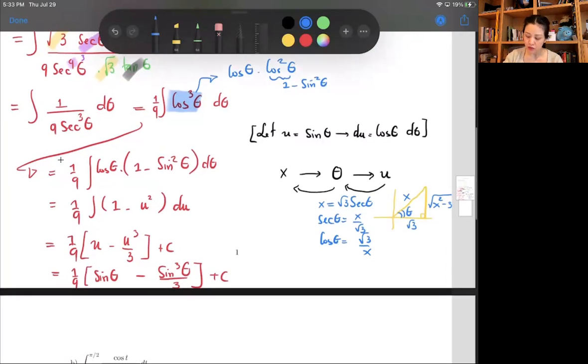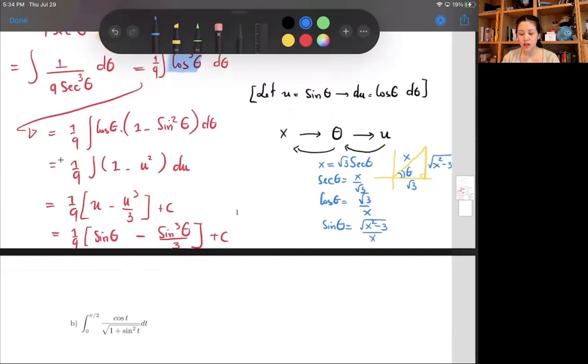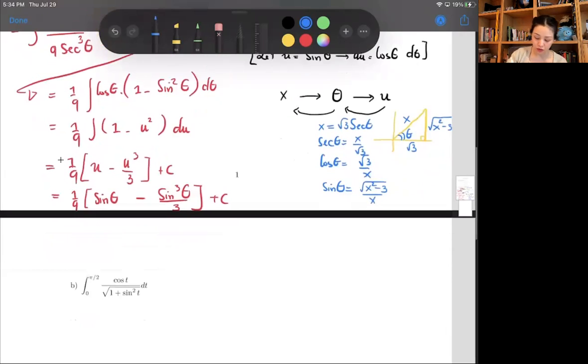Now, what's sine theta? From there, I can solve for sine theta. Sine theta is opposite over hypotenuse. Opposite is square root of x squared minus 3, over hypotenuse x. And now I'm going to plug it back. I'm going to go from theta to x now.